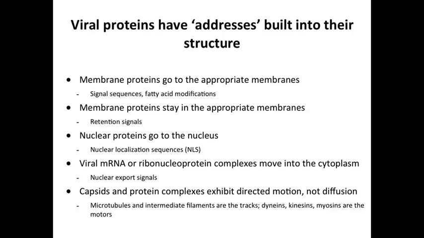Nuclear localization signals for proteins that need to get in the nucleus. Nuclear export signals if you need to get out. And finally, again, we'll come back to microtubules and filaments as ways of moving proteins around. So these are clearly involving viral protein interactions with the motor system. And much of that remains to be sorted out.